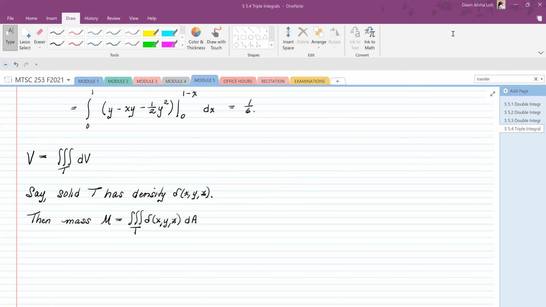Okay, so we talked about the volume being the double integral over a solid dV, but if that solid has a density, then we can talk about the mass of it. So let's look at this problem. This says find the mass of a thin, well, that's a plate.